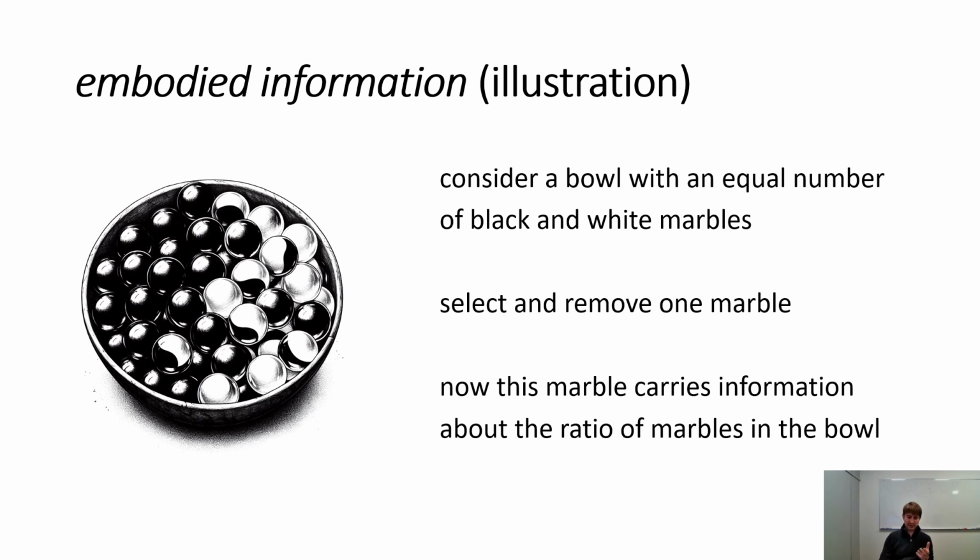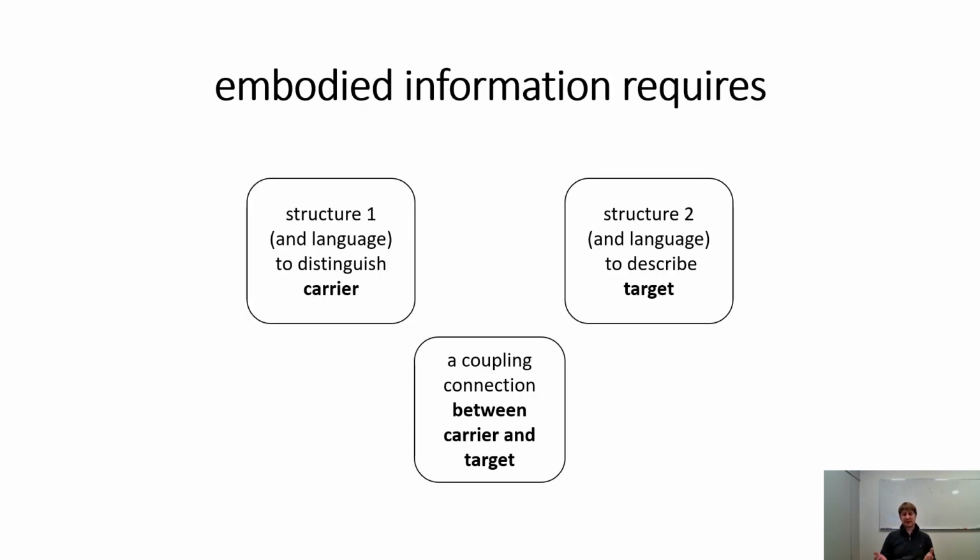It takes a lot of context, and it doesn't just stick to the marble. But still, in a way, the key piece is that it's sort of attached to this marble. That's why I'm calling it embodied information, but that's the idea behind it. So let's have another look. What does that require? You need, first of all, a way to describe the first entity, the marble, and you need a structure to describe the bowl, the number of marbles in there. And you need some logical and rigid coupling between the two for that to make any sense.